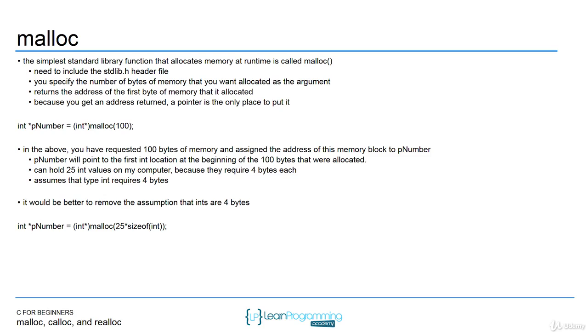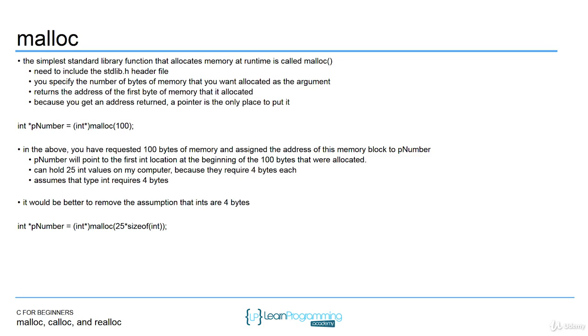Instead, if you want to allocate room for 25 integers, inside the malloc argument, specify the number of integers you want to allocate and then multiply that by the size of an integer. And this will make the code much more portable. This code will now work on different systems, different operating systems, different architectures. You still cast the return value, the address, because it has to be pointing to a type int. So you say int star. The only difference here is you use the sizeof operator.